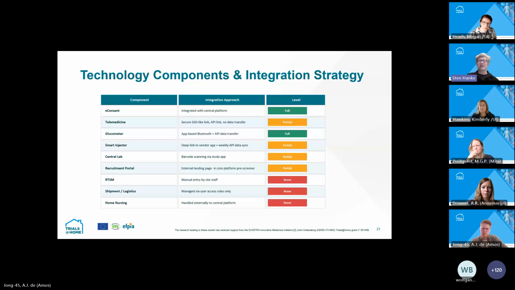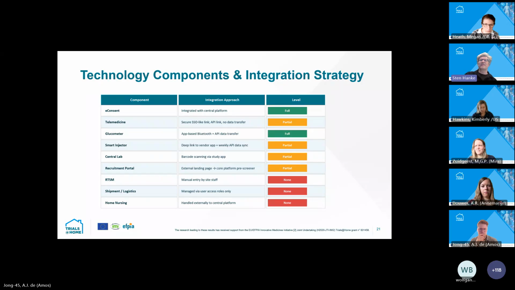What we integrated is a glucometer in our central app, which we provided, and the e-consent we partially linked through our software to a third-party telemedicine component with a single sign-on. Then we had, in the lab, managing barcodes over barcodes for the products, and for the recruitment, like we have also seen a bit before, we did an external landing page matching to our central platform.